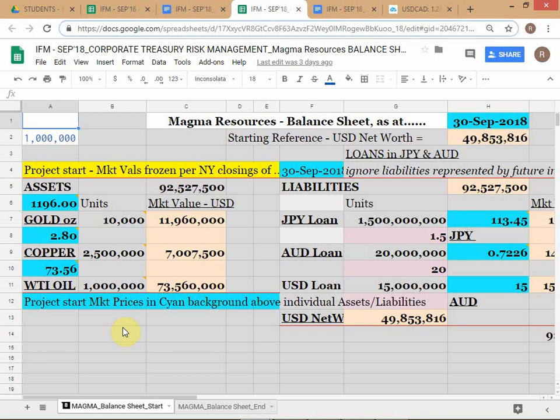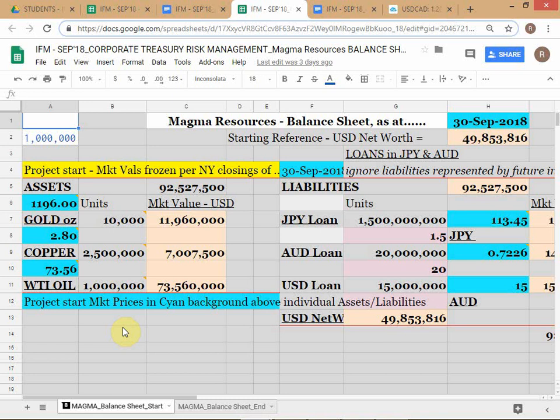Another thing to note is this is a U.S. dollar balance sheet. You can see in the case that this company is based in Virginia and their balance sheet is in U.S. dollars. Their financials are all in U.S. dollars. That is important from a risk management point of view. You need to understand what the balance sheet currency is. This point is important.